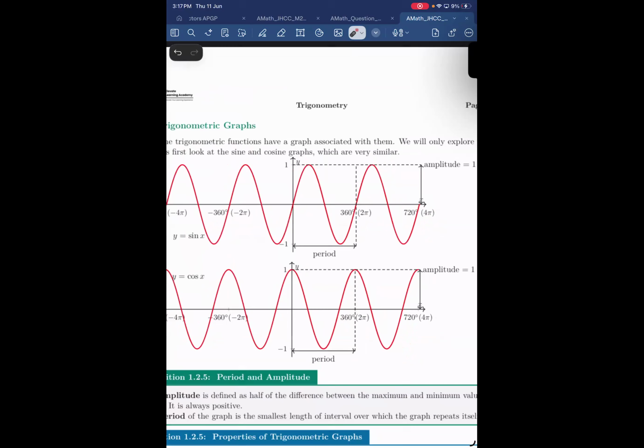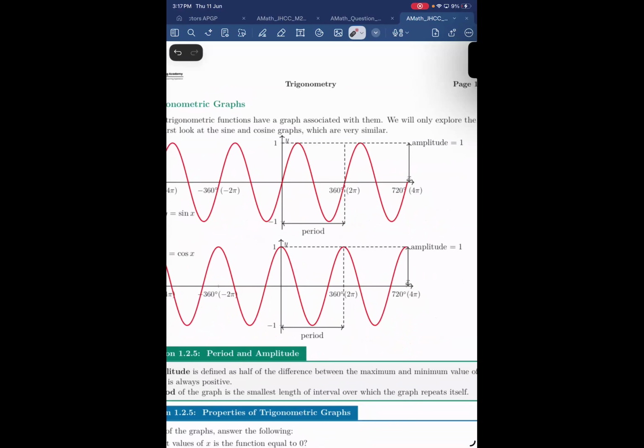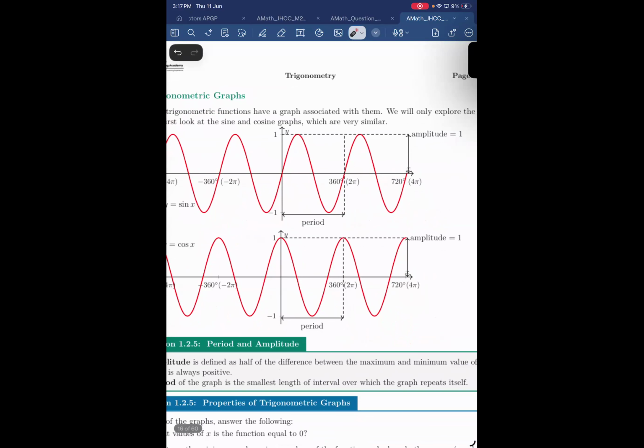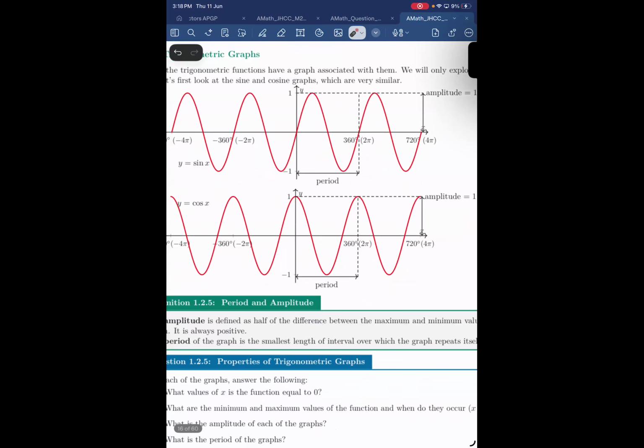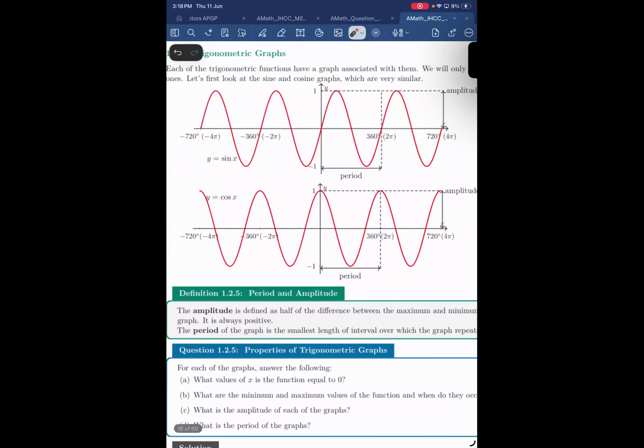The amplitude, the formal definition, is half the difference between the maximum and minimum value of the graph. It's always positive. So here, the difference is obviously 2, when you divide by 2 it is 1, so the amplitude is 1. And the period of the graph is the smallest length of interval where the graph repeats itself. I don't really spend time on this.